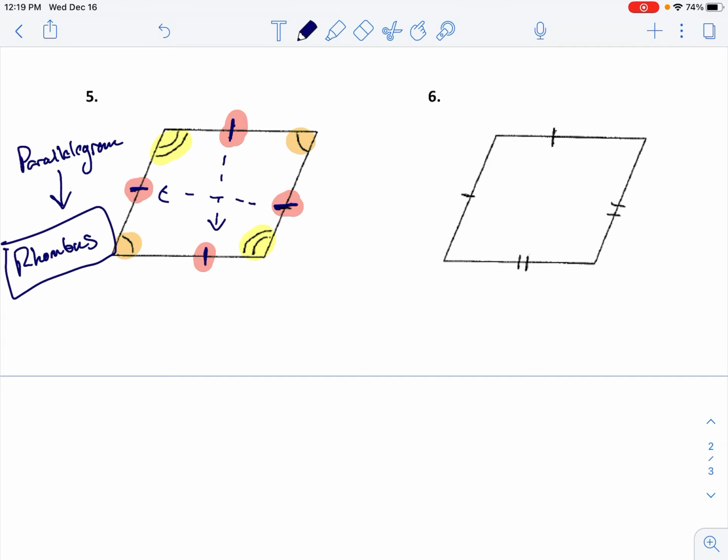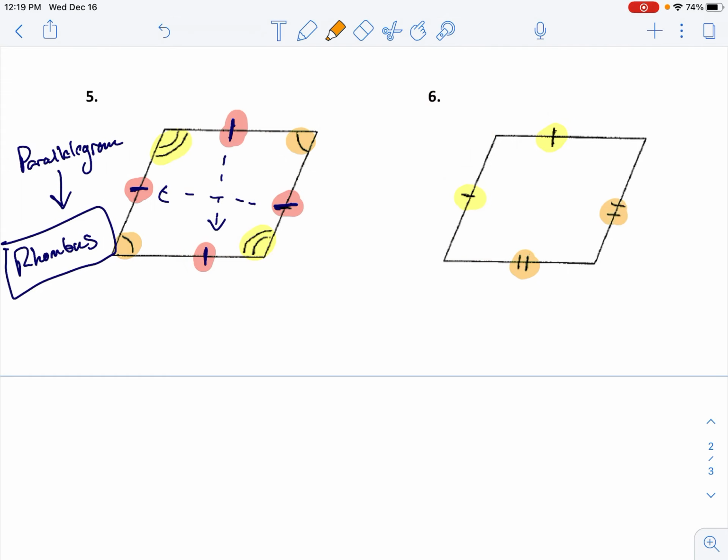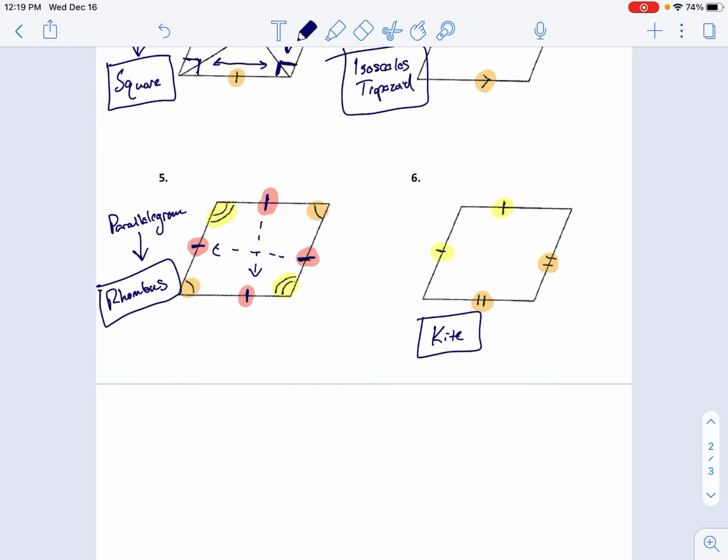And then let's see, this is a little bit of a tricky one. I almost looked at it and said opposite sides congruent, but it's not. You'll see the consecutive sides are congruent, and that only happens in one of our special quads, which is a kite. And we can't go further than kite as far as specifics, so we end there.